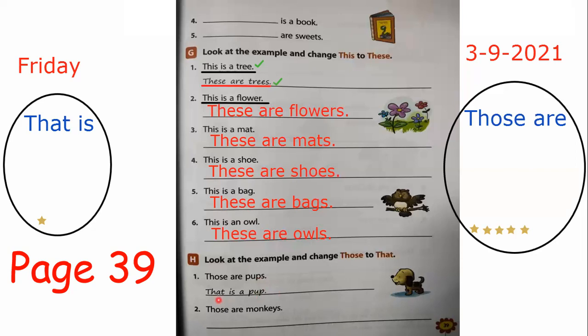Let's read this sentence as well. Wait, let me underline for you first. This was in plural and they have written it in singular. We read this just now. Now everybody say, that is a pup. That is a pup. Yes.